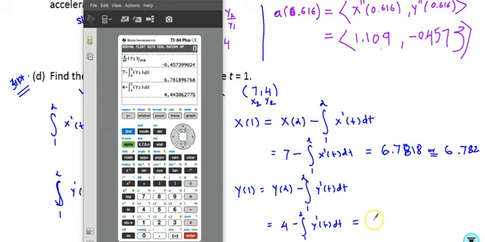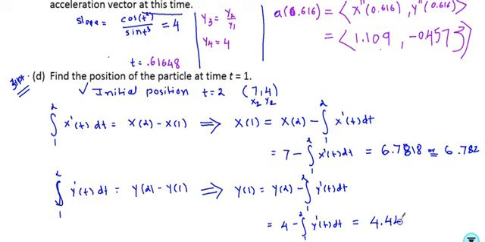Now you don't have to put them together. It's not necessary. If you want, yes, you can write your answer, S of 1, as 6.781 and 4.443. This is not necessary, but it looks nice. This is the position at t equals 1. So practice using the calculator for the next two examples.